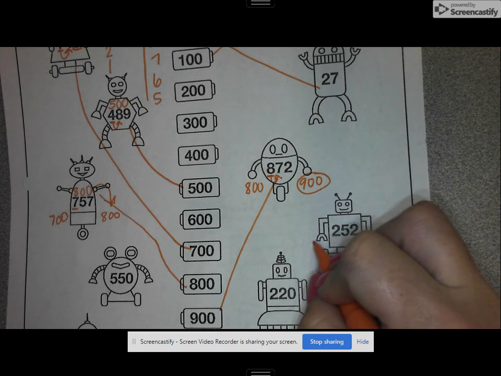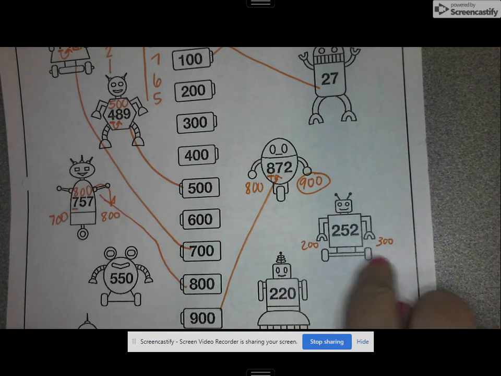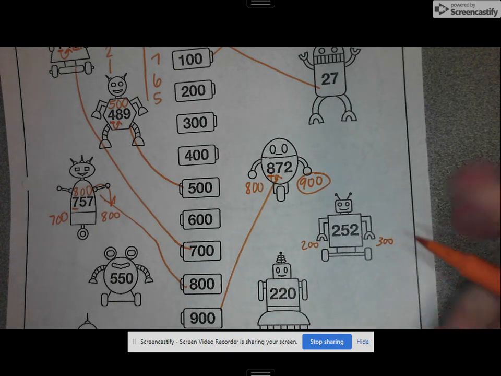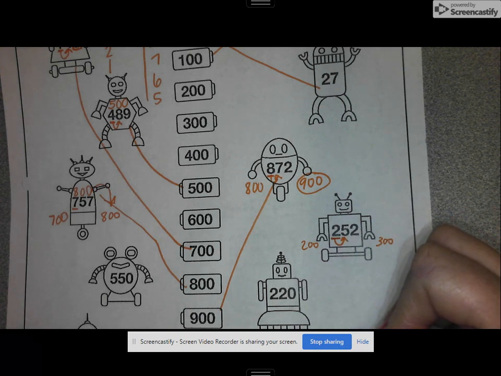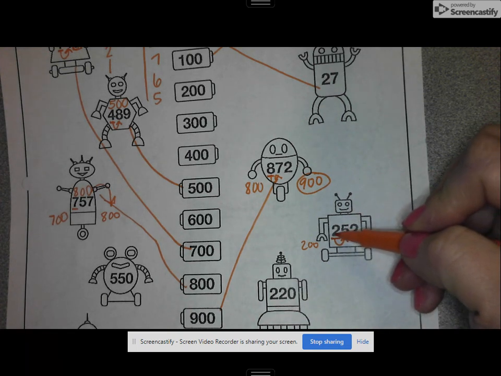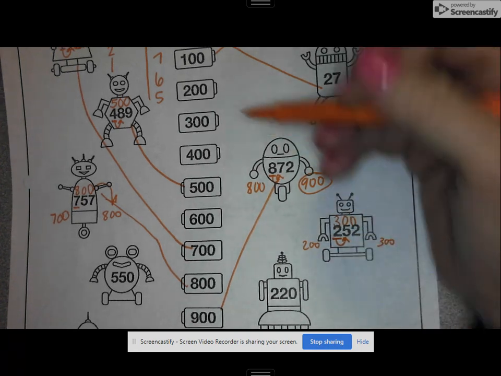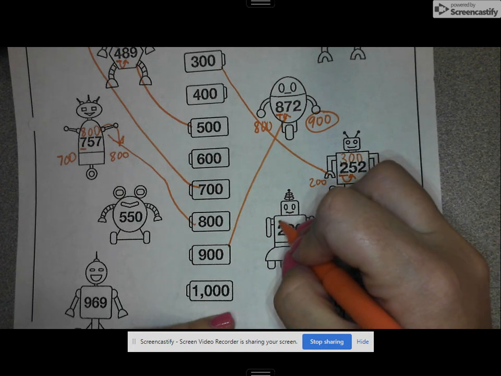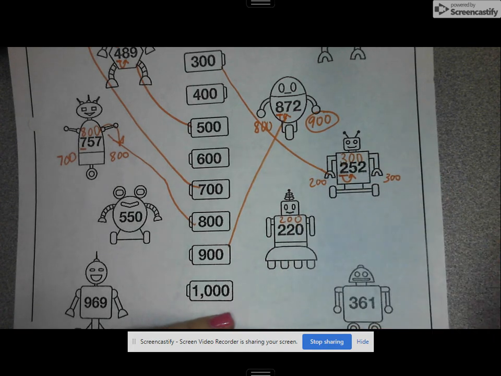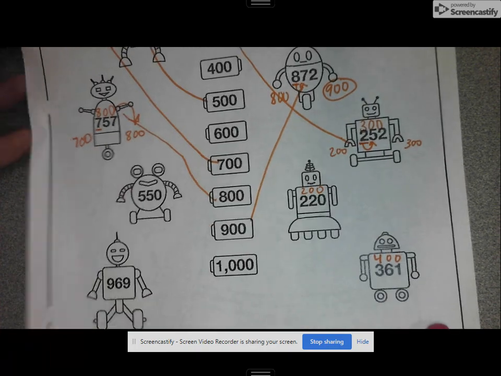So 252, we're in between 200 and 300. Again, writing that helps some of them step through the process. We're looking in the hundreds. We go next door and see the 5. The 5 tells the 2 to raise up to a 3. We're at 300. So they're just going through each of these and rounding them to the nearest 100.